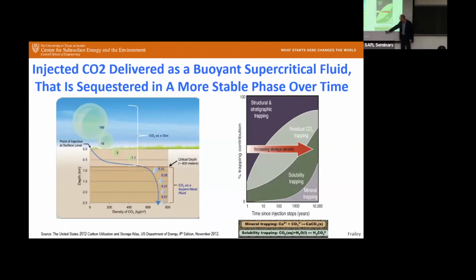And so when we think about solubility trapping, the CO2 dissolves in the water and we get carbonic acid. And when we think about mineral trapping, that CO2 is converted to carbonate through buffering, combines with calcium, and we get calcium carbonate or some other form. So that's the conceptual model.